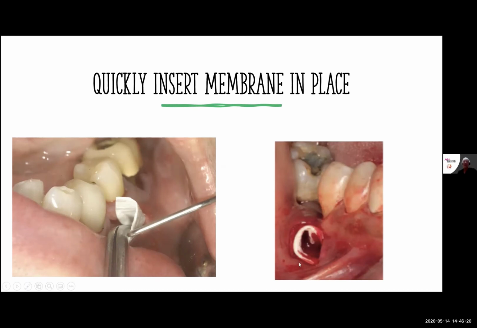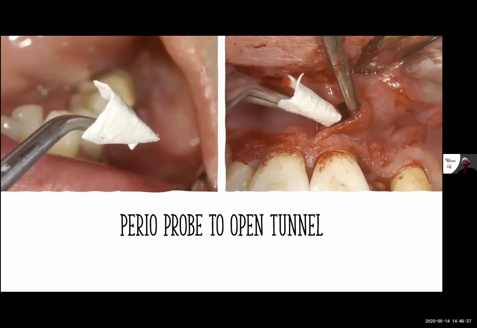If you happen to have your membrane collapse, and this is probably the one thing that may happen at first when you do this, is that you may not be quick enough. Your membrane may get soaked with blood and then just collapse in. You can remove the membrane and insert another one in. Membranes are relatively cheap and inexpensive with the collagen membranes.